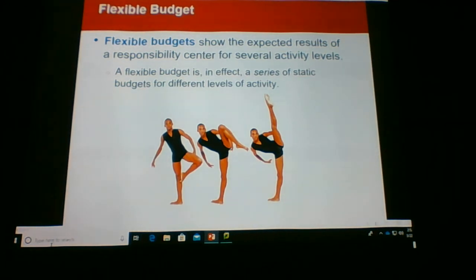And really what a flexible budget is, in effect it says, is a series of static budgets for different levels of activity. So we might have 2 levels of activity in a flexible budget. We may have 3 levels, 4 levels, so forth. It depends on the level of uncertainty that we have in our industry.